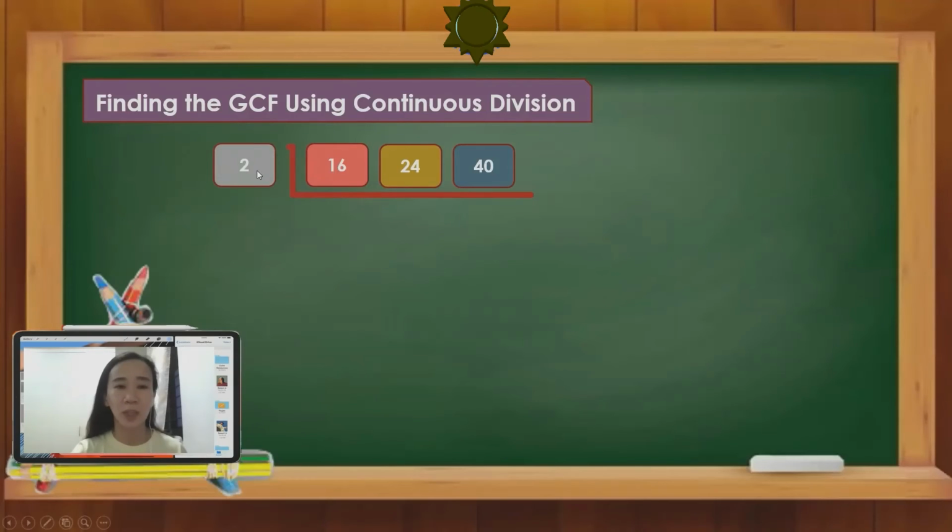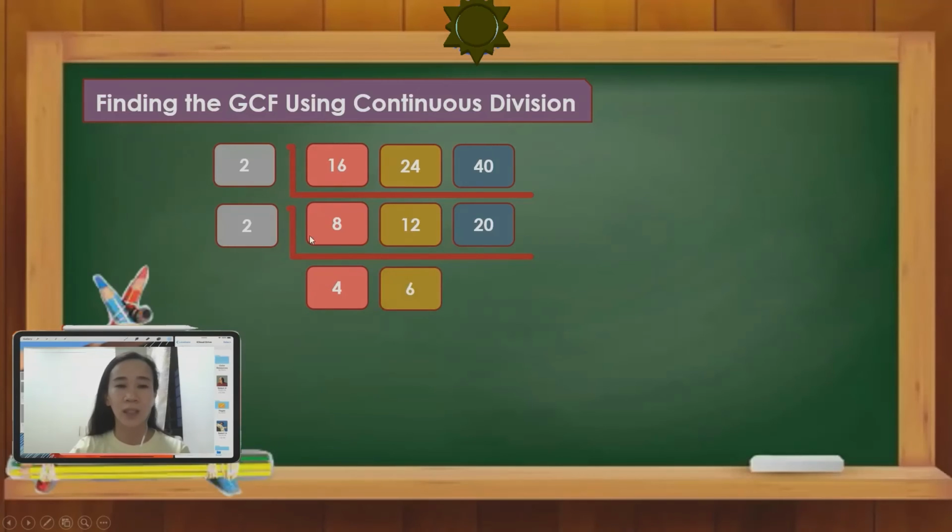16 divided by 2 is 8. 24 divided by 2 is 12. 40 divided by 2 is 20. We can still divide the 3 by 2. So let us divide them by 2. There will be 8 divided by 2, 4. 12 divided by 2 is 6. 20 divided by 2 is 10.